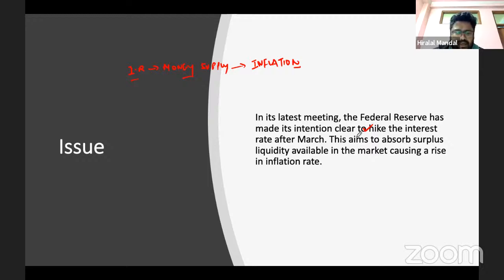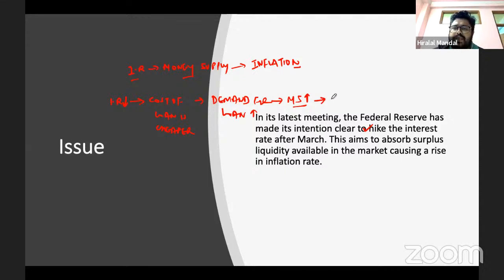In monetary policy, we have seen that if the RBI reduces the interest rate, then the cost of loan is cheaper. When the cost of loan is cheaper, the demand for loan gets increased in the economy, and when the demand for loan increases, the money supply increases in the economy. As a result, everyone has more money.